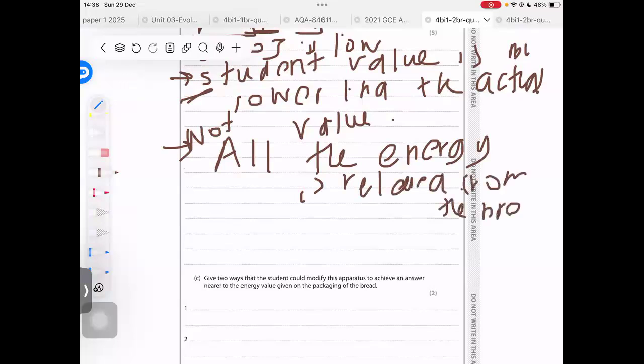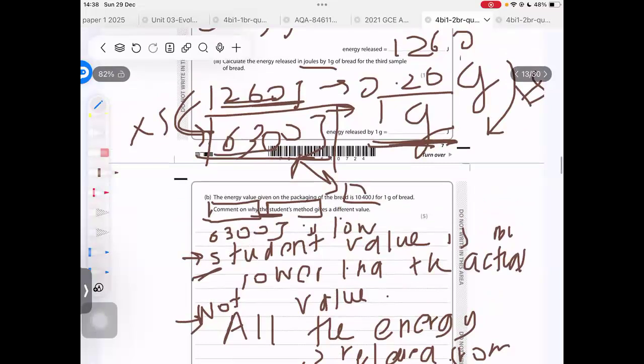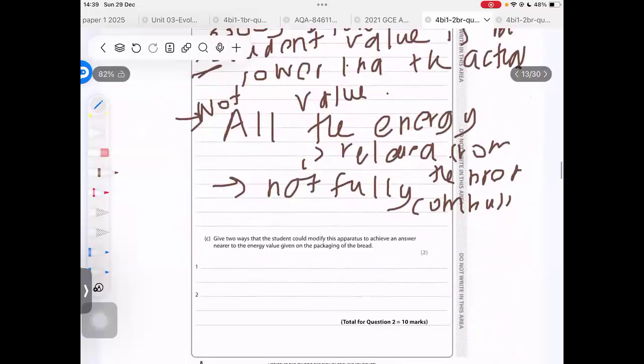In other words, you can write that the bread is not fully combusted to release all the energy. That's why we got a lower value. If it was fully combusted, we would have got the original value, or at least a value closer to 10,400. But our value is completely different. Maybe it's because it's not fully combusted. And also, let's say it has been combusted fully, but we could say not all the energy is transferred to the tube.